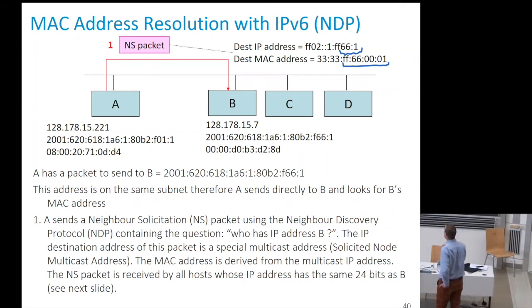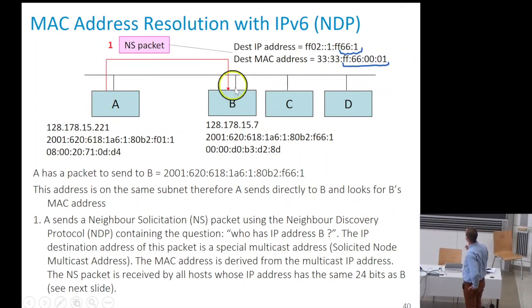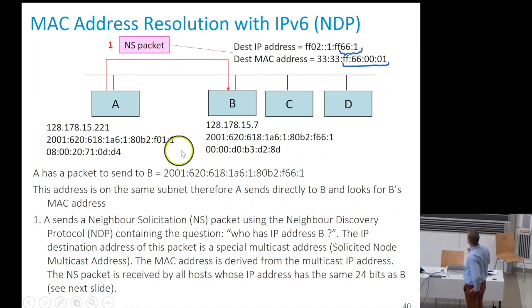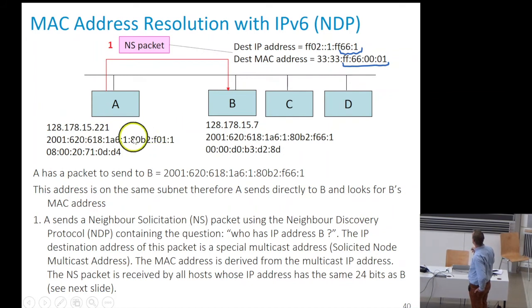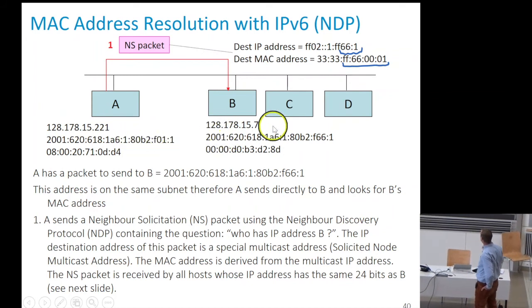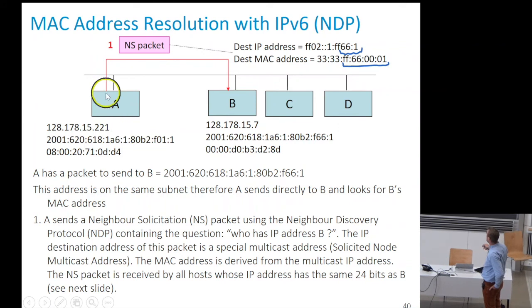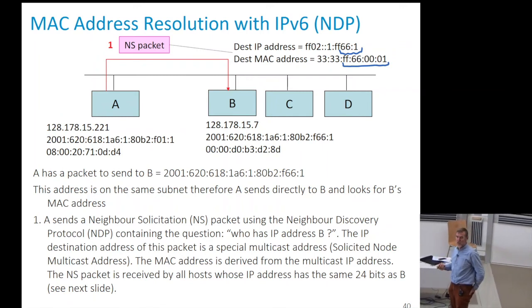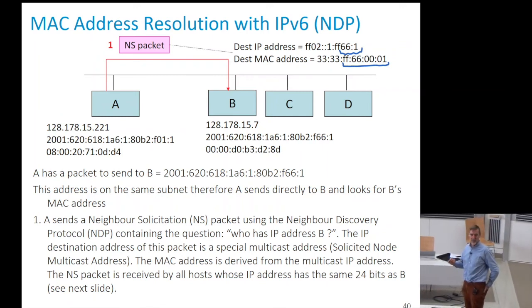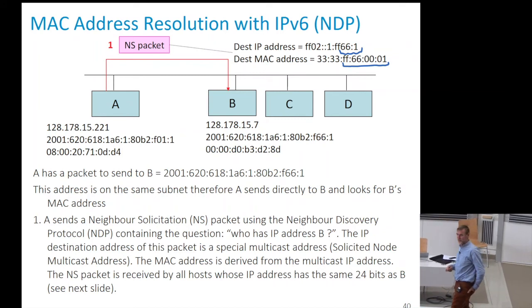Let's assume here A wants to send a packet to B, and it knows its IPv6 address, this one for example, and I'm showing here the MAC address of B. And because they are configured to be in the same LAN, for example because the prefix is 64 bits, they have the same prefix, so A thinks that B is in the same LAN. So A will now send a packet asking B, what is your MAC address?